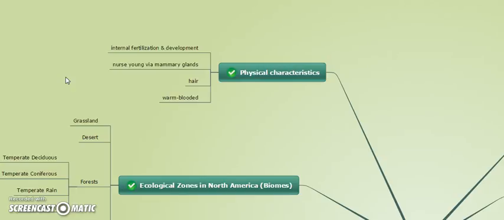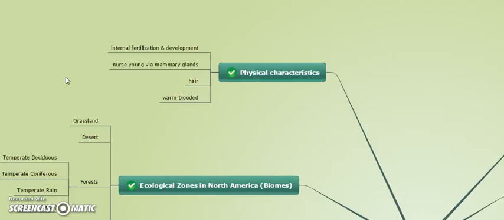Internal fertilization and development, mammary glands that they nurse their young, which is why they're called mammals, of course. They have hair, and the detailed outline has information about kinds of hair and the terms associated with this.